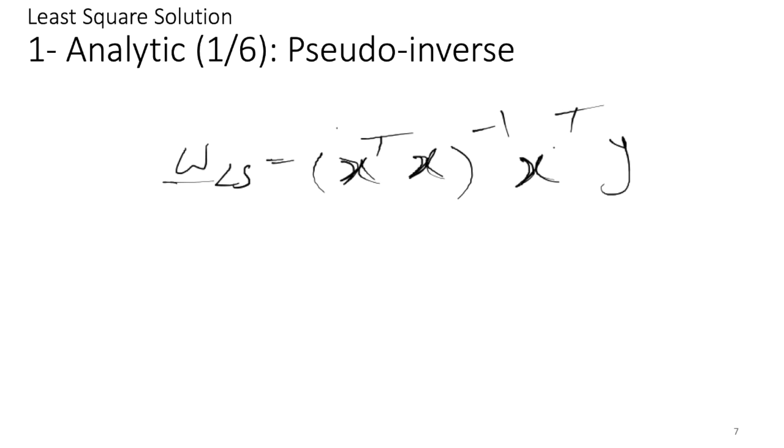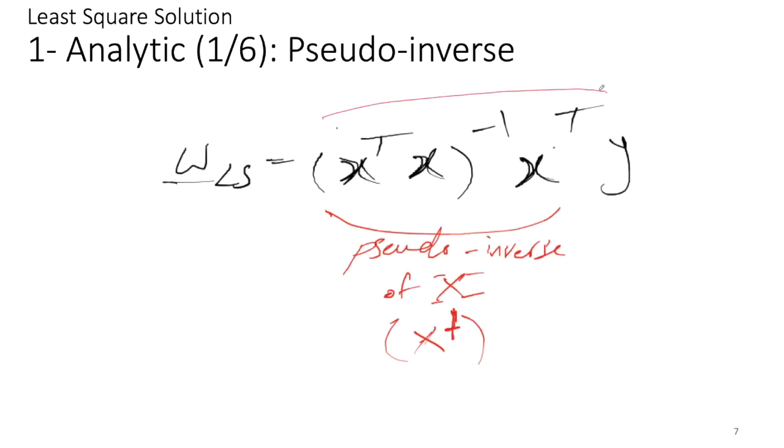that for least square, that's why we call it W of LS. So LS represents least square. And that's going to be your solution. So in statistics, this matrix has a name. So we call it pseudo-inverse.